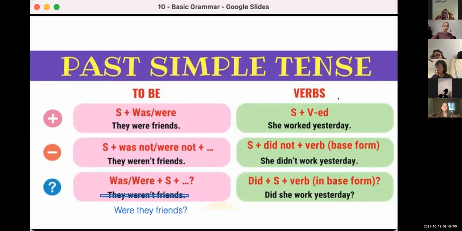With our regular simple past verbs, we add the ed ending for our positive or affirmative sentences. She worked yesterday. In the negative, we'll add that helping verb did and not for the negative sentence. We change did from do. Did is the past form of the verb. And we'll keep that verb in the base form with no ed. Because we show that this is past, we can keep the verb in the base form. She didn't work yesterday.